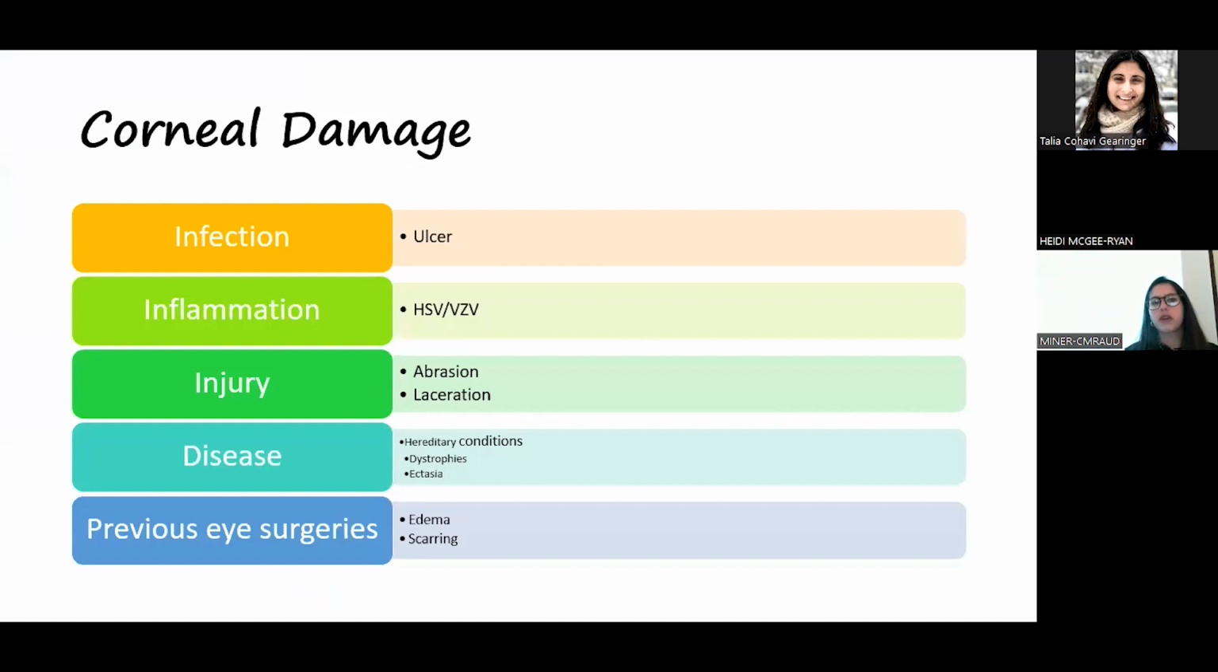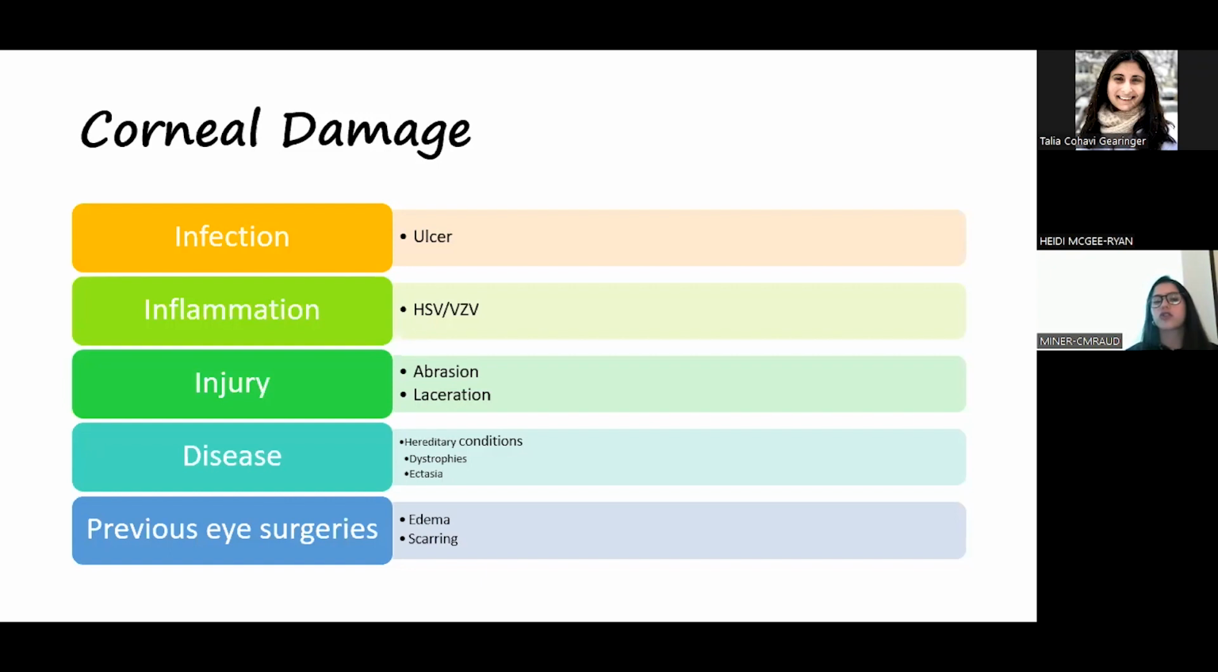So the cornea can be affected by multiple things, starting with infections like corneal ulcers, which can end up causing scarring in the cornea; inflammation, most commonly seen with herpes; injuries like lacerations and abrasions, which can also cause scarring in the cornea; and hereditary diseases like corneal dystrophies, or ectasias like keratoconus, Fuchs, and others. And also previous eye surgeries can affect the cornea itself.